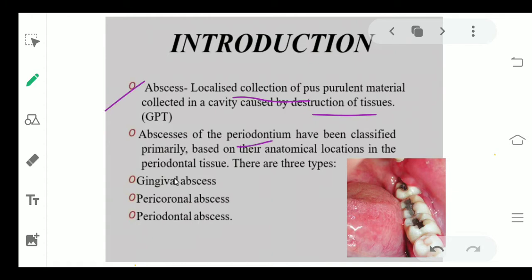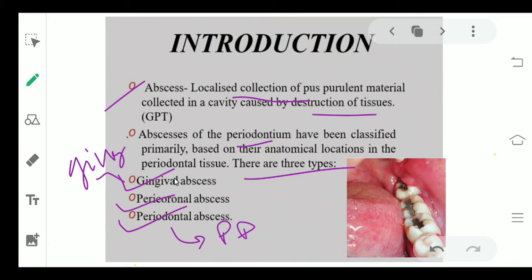Now, according to the periodontium, it can be divided into three types: either the gingival abscess, pericoronal abscess, or the periodontal abscess. Gingival abscesses are usually found in the gingiva region, which we will see ahead. Then the periodontal abscesses are related to your periodontal pockets, and the pericoronal abscess can be seen in the figure itself: whenever the abscess is covering or trying to cover a crown region, that is said to be the pericoronal abscess. In this case, it is the third molar which has been covered by the abscess.